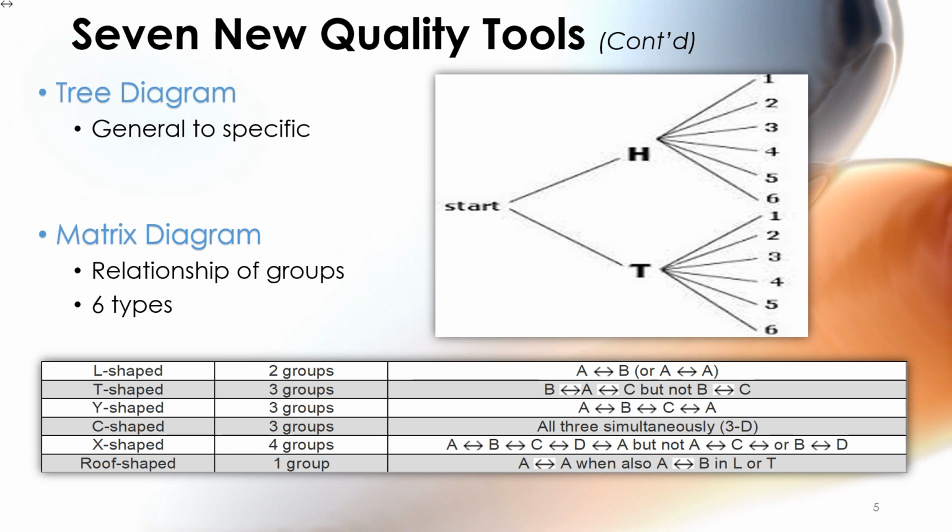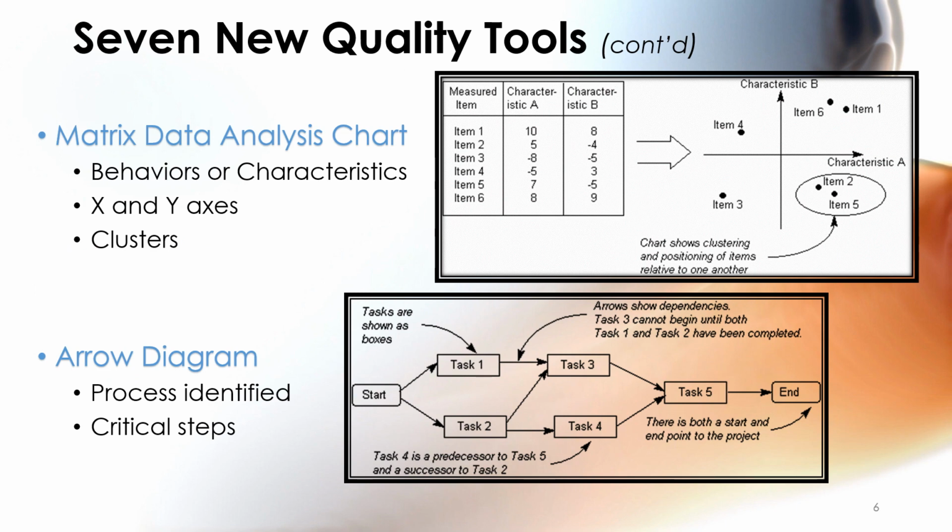A matrix diagram shows the relation of anywhere from 2 to 4 groups. The type of diagram used varies depending on whether the groups are related or not. In a matrix data analysis chart, we can plot behavior or characteristics of a person, product, or group. Make the X and Y axes identify behaviors or characteristics. The left side of the X-axis is either negative or less than. The right side is positive or more than. The Y-axis is the same above and below the line. We can then plot just about anything in its relationship to either axis. Similar to the affinity chart, groups or clusters will become evident, and you can target them as such.